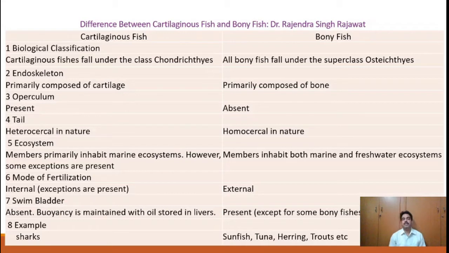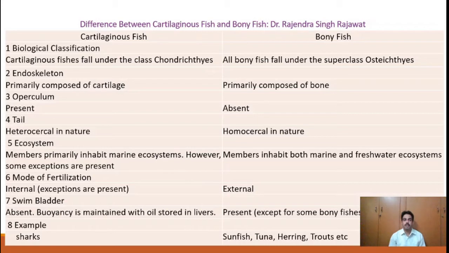The fourth point is tail. The tail in cartilaginous fishes is heterocercal in nature, whereas the tail of bony fishes is homocercal in nature. We can say commonly that heterocercal means the lobes of the caudal fin are not equal, whereas in a homocercal tail both the lobes of the caudal fin are equal.